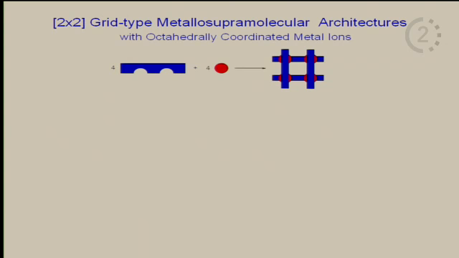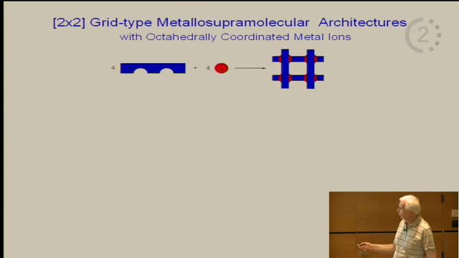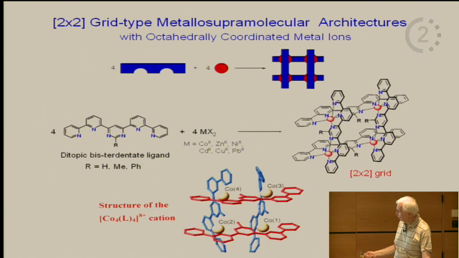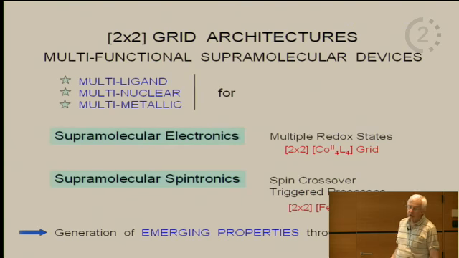So 2 slots, 4 cations, 4 ions, and you get the 2x2 grid. That's the assembly, and those are the crystal structures. That should show you that it's correct. What do they show as properties? Because they are multi-ligand, multi-nuclear, multi-metallic, they now have multiple redox states.